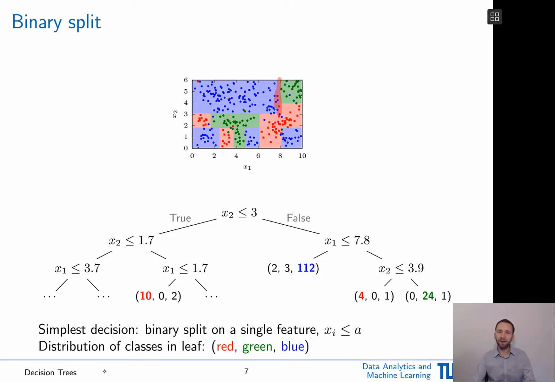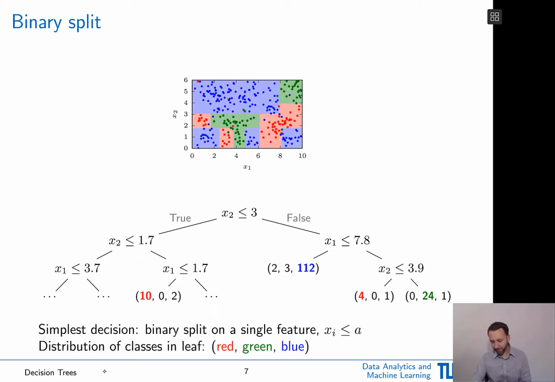So the hope, and this is, I guess, not surprising to you, is that we want to find here the regions which are somehow clean, right? You see here, this region now already is rather bluish mainly, right? Which would correspond to this branch, x2 larger than 3, x1 smaller than 7.8. So here, this region. And you see it's mainly blue, right? 112 blue instances and a couple of other instances, red and green, okay?